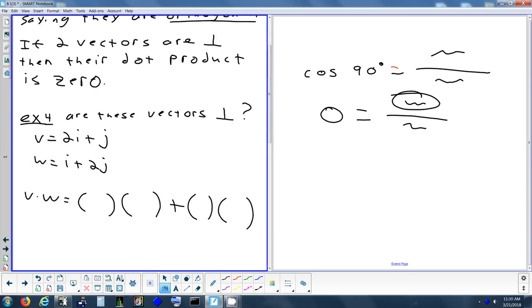All right, so for V, I've got a 2. But what number is in front of I for W? 1. So it's 2 times 1 plus 1 times 2. Does that come out to 0? No. No, it comes out to 4. So what's the angle between the vectors? I don't know. I'd have to keep going and use the formula, but I know it's not 90. So these are not perpendicular.